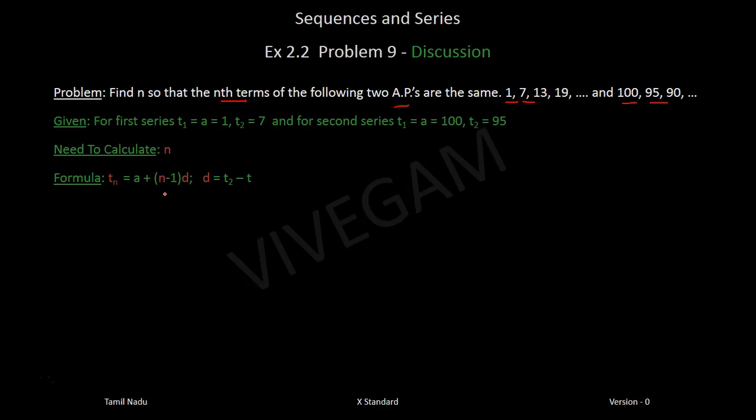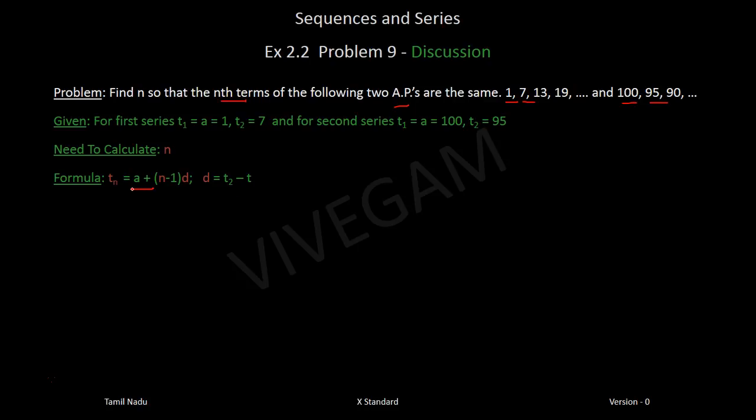Tn equal to A plus n minus 1 into D is our normal formula. But as you can see, for the first series, we have A and we don't have D. And n is also not known because that's what we want to calculate. So which means this formula, as of now, we can't use it. So let's find out D. D is T2 minus T1. Sorry, the 1 is missing here. So it's T1. Okay, so that can be found for both the series.